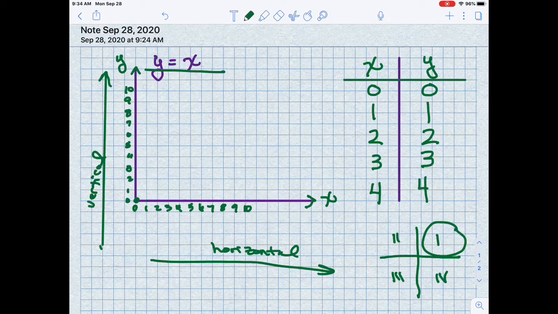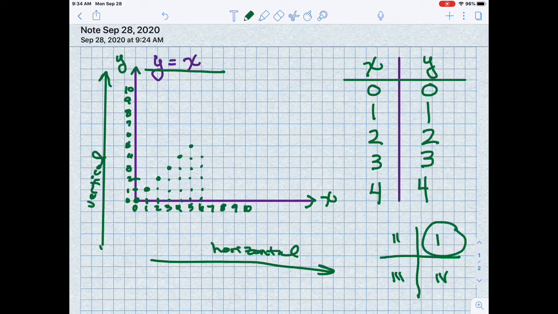Where x is 1, then y is 1, and so we have that point right here. Where x is 2 and y is 2, we're going to go up here. X is 3 and y is 3, goes here. 4 and 4. You can see this is a very predictable thing going on now.